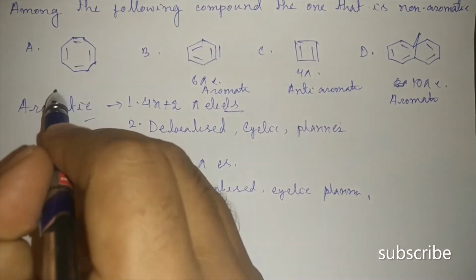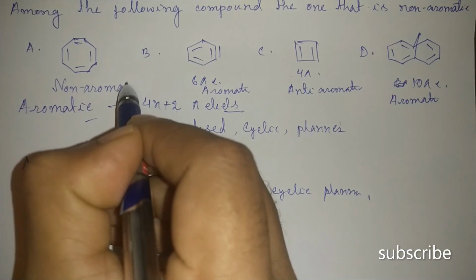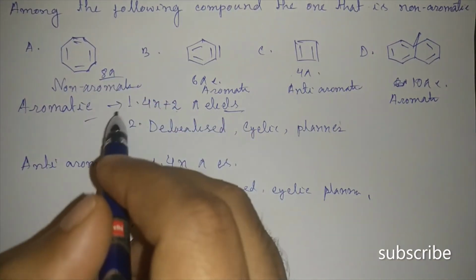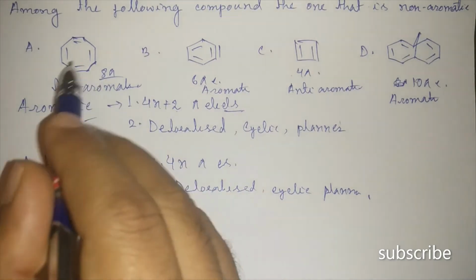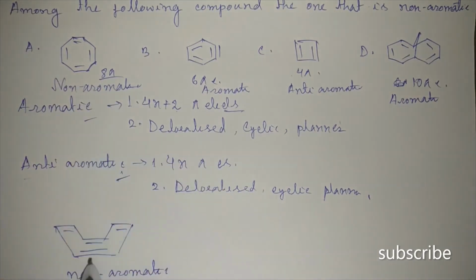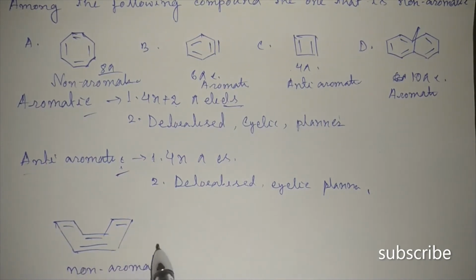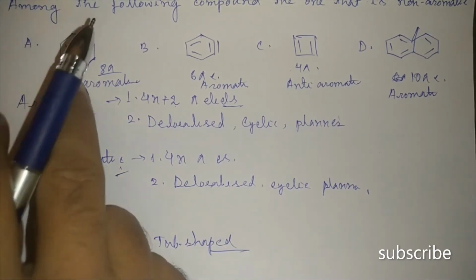But this is a non-aromatic compound. Though it has 8 pi electrons, which is the condition for an anti-aromatic compound, to gain stability it gets puckered and acquires the tub shape geometry. So this is a non-aromatic compound.